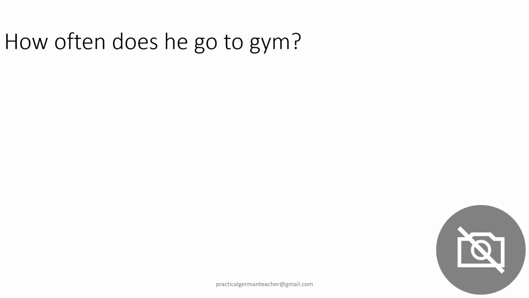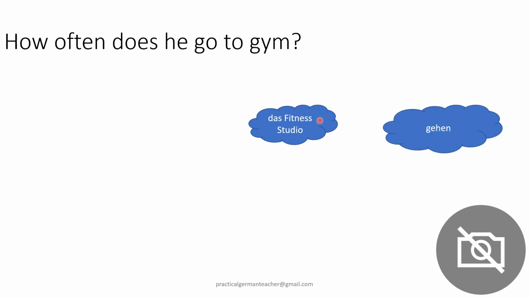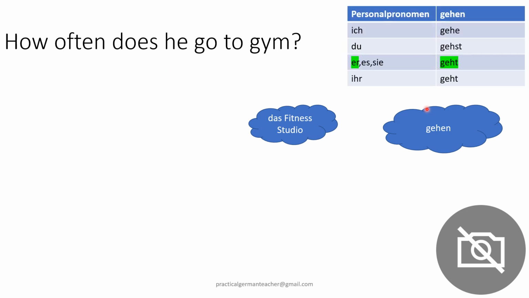How often does he go to the gym? Or if you go to the doctor, they ask, how often do you go to the gym? How do you write this? Gym is fitness studio. There can be other words, but I use fitness studio, das Fitnessstudio, because it is neutral. The verb for to go is gehen in this context.